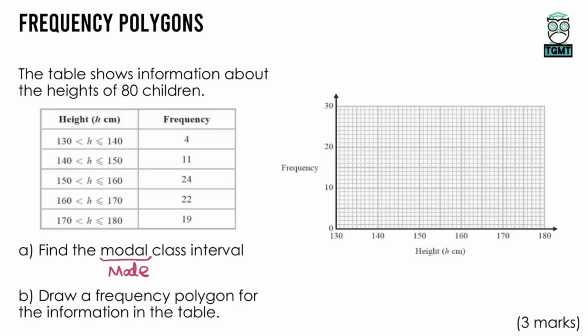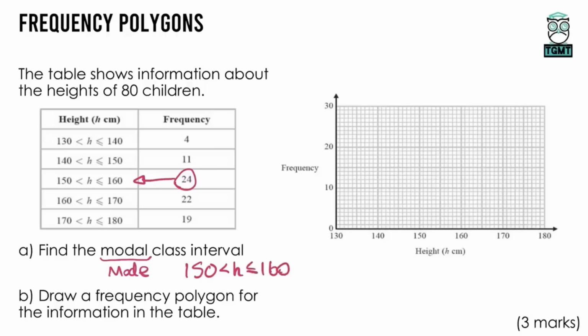So for the mode we're looking at which is the most common group. You can see over here, there's a frequency of 24 in one of those groups. And that refers to this particular group over here. So the most common, and this is about the height of 80 children, so the most common group of heights, is 150 to 160, and you just copy down that inequality exactly as it's written in the table.